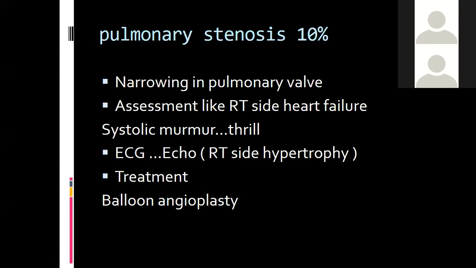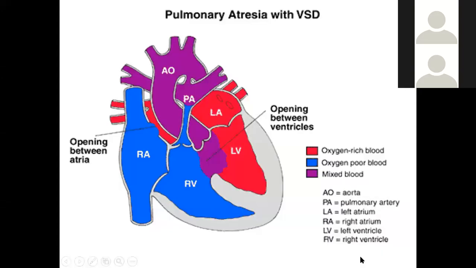Treatment of choice: they can have balloon angioplasty. So these are the surgical interventions that can be given in case of pulmonary stenosis. Stenosis means failure of the valve to open completely, which prevents the forward flow and leads to the development of stenosis. Now this is also a case of narrowing of the pulmonary valve, and the right side of the heart becomes dilated.